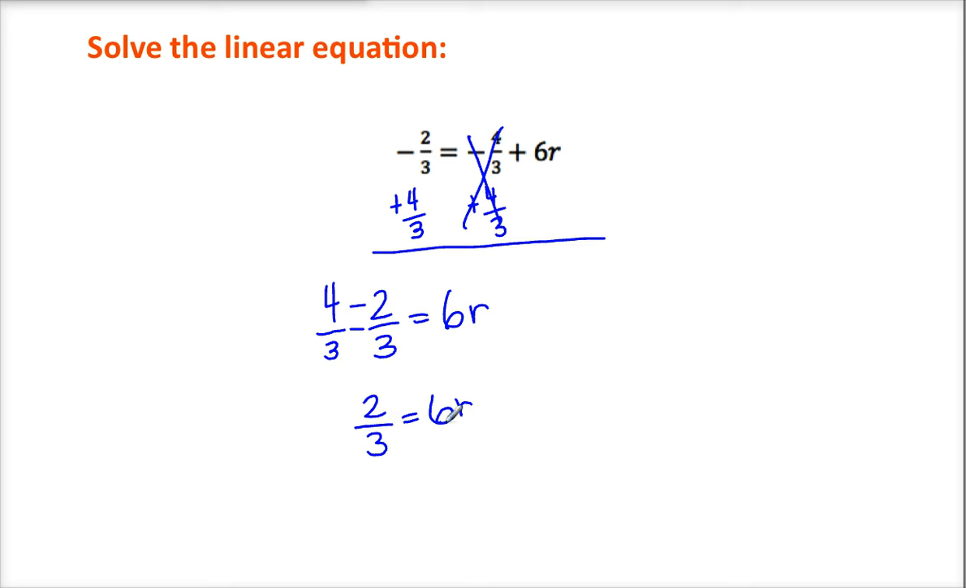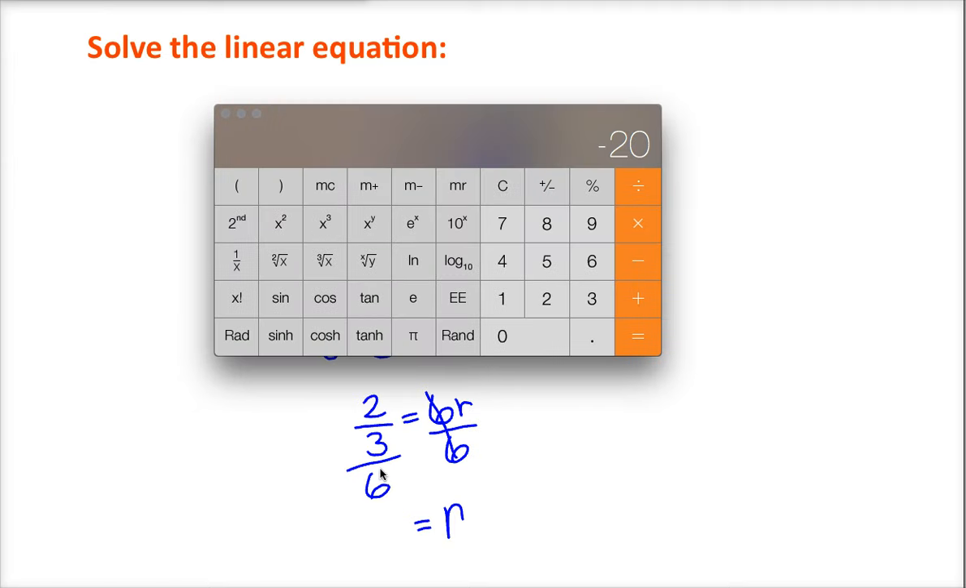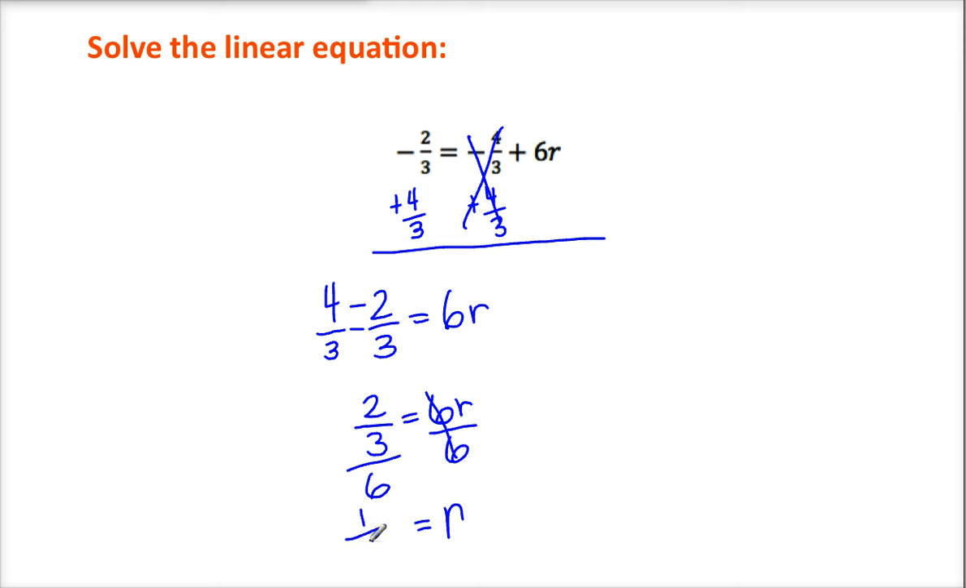Now I have 6r over here. I'm going to divide that into 6 groups. And I'm going to divide this into 6 groups. So 6 divided by 6 is 1, so I'm left with 1r on this side. And now on my calculator, I have 2/3, so I would do 2/3, now divide that by 6. It is approximately 0.1111111, which is the same thing as 1/9. Or you could write 0.11 with a repeating bar over the top.